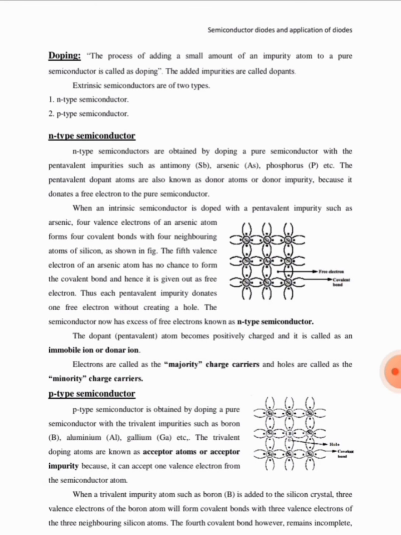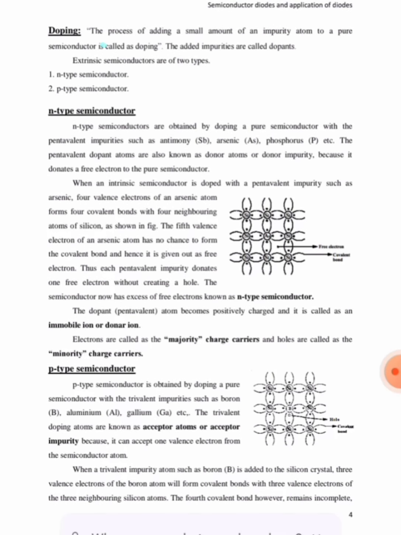Now, what exactly is doping? The process of adding a small amount of impurity atoms to a pure semiconductor is called doping. The added impurities are called dopants. So why is the doping process done? Doping is done in order to increase the conductivity of these semiconductors. And these extrinsic semiconductors are broadly classified into N type semiconductors and P type semiconductors.